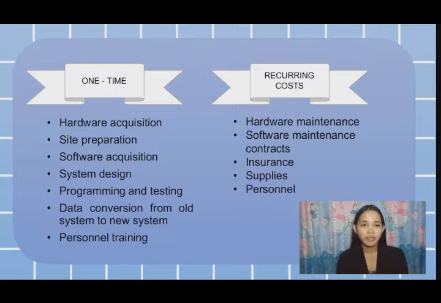One-time costs include the following: hardware acquisition, site preparation, software acquisition, system design, programming and testing, data conversion from old system to new system, and personnel training. Recurring costs include the following: hardware maintenance, software maintenance contracts, insurance, supplies, personnel.